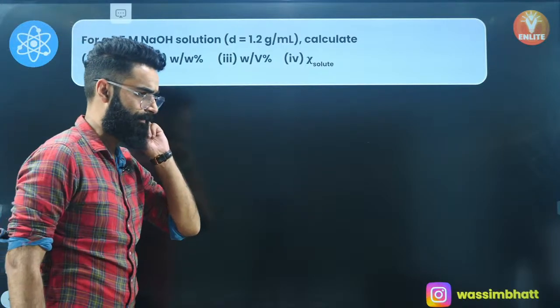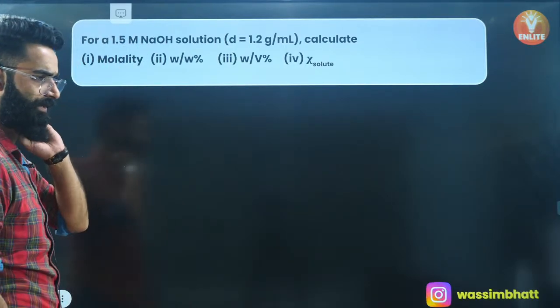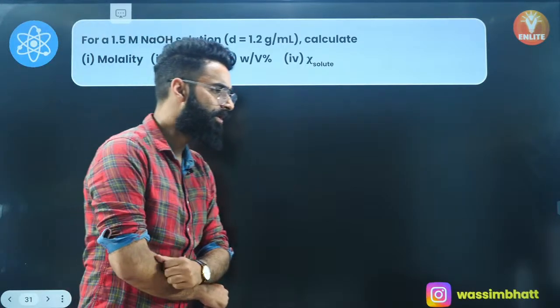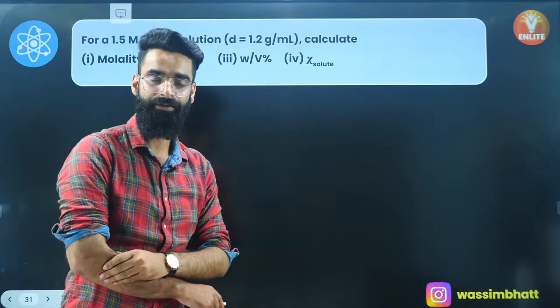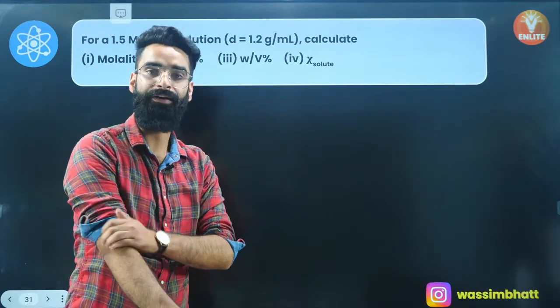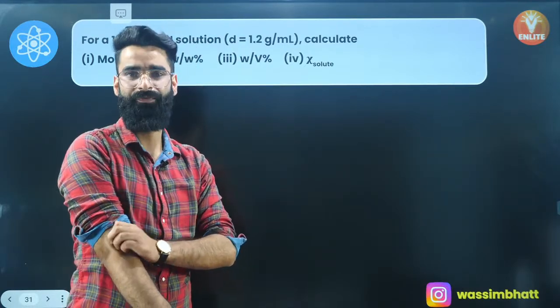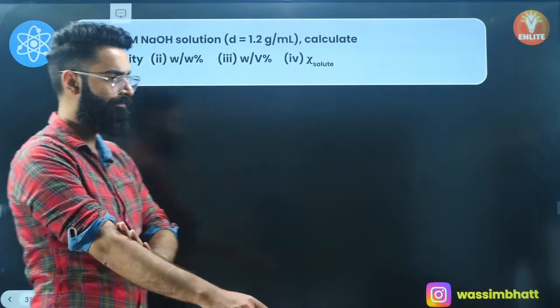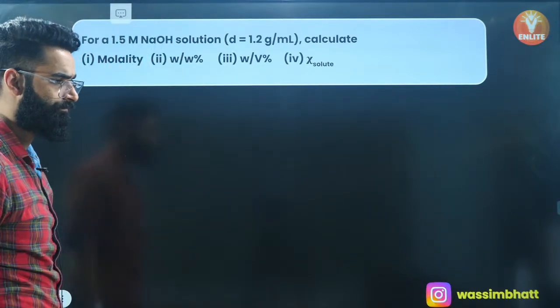One more question on the screen. The unit of molarity is moles per liter. Moles per liter is the unit of molarity, or you can call it molar, which is represented by capital M. Yeah?